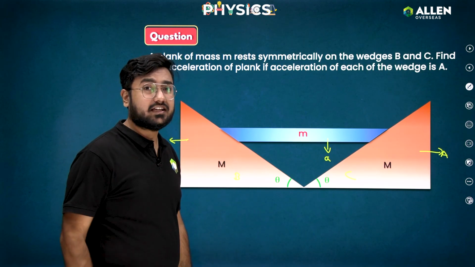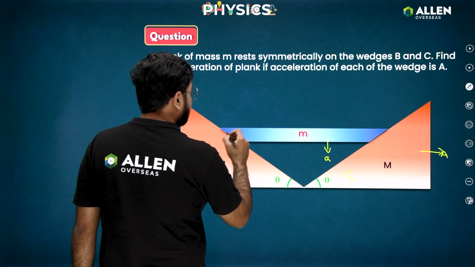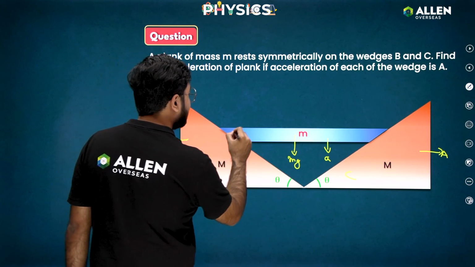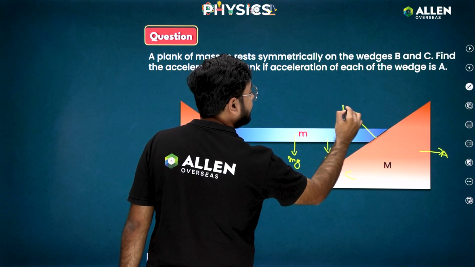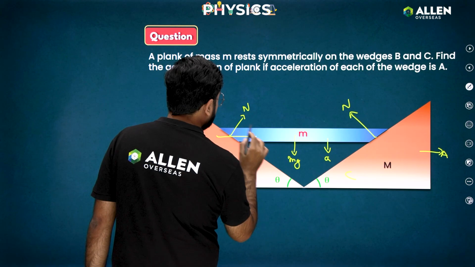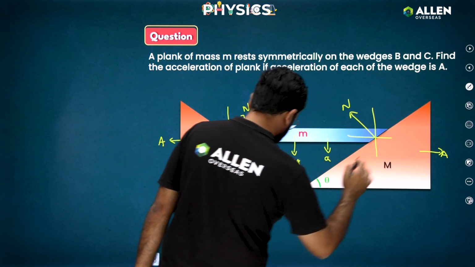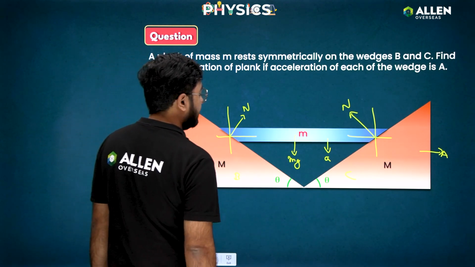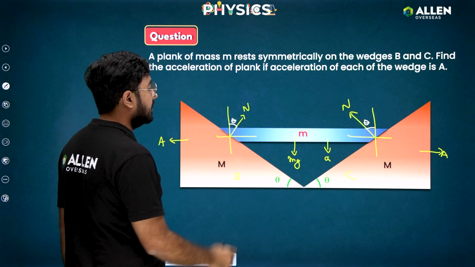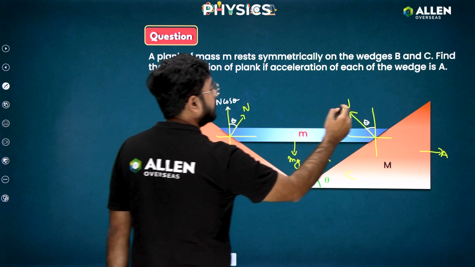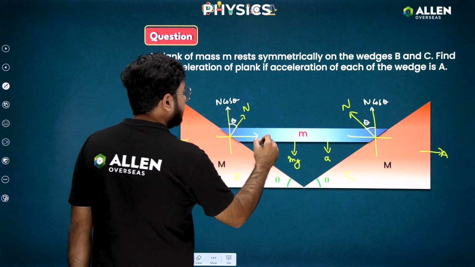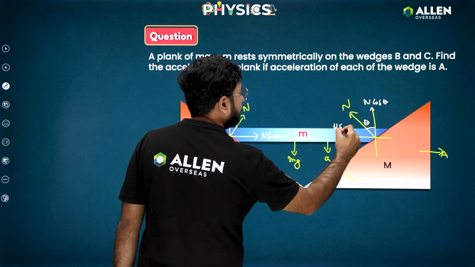Easy. Let us make the FBD and try to get the equation. For the plank, how many forces are acting? Let us see. First, the most basic force, mg. Second, you have a normal reaction like this, and this normal reaction will be exactly equal to this normal reaction. Symmetric system. Now if the angle of incline is theta, the angle between lines is the angle between their perpendiculars, so this is theta, this is theta. So this component will be n cos theta, n cos theta, and this will be n sin theta, n sin theta.